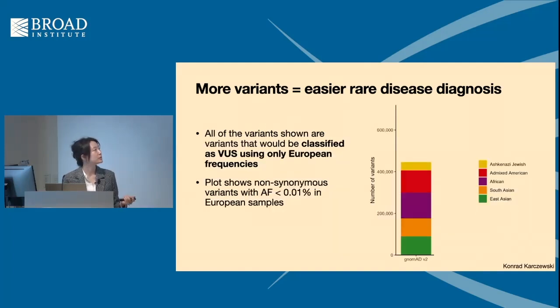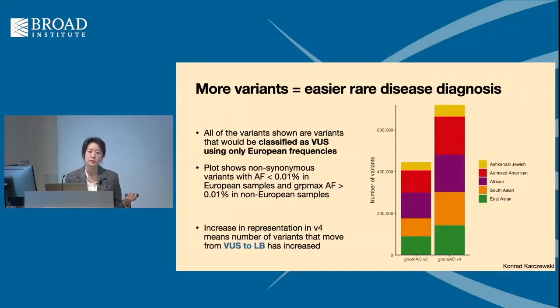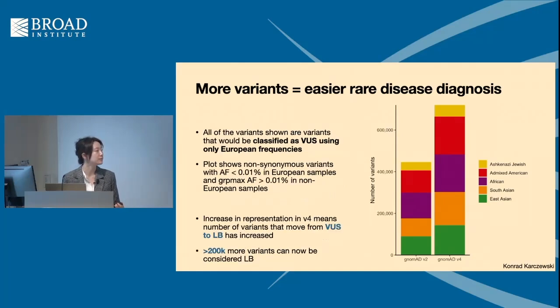So to show this visually, this plot is now showing the number of variants that would be classified as VUS using an even more stringent allele frequency threshold of 0.01%. But if you look at the frequency of these variants in these diverse groups, these variants would be considered likely benign. So in v2, there are about 420 of these variants. The increase in representation in V4 means that the number of these variants contributed has increased. So then more variants could be moving from VUS to likely benign based on this diversity increase. And that number is actually about 200,000.